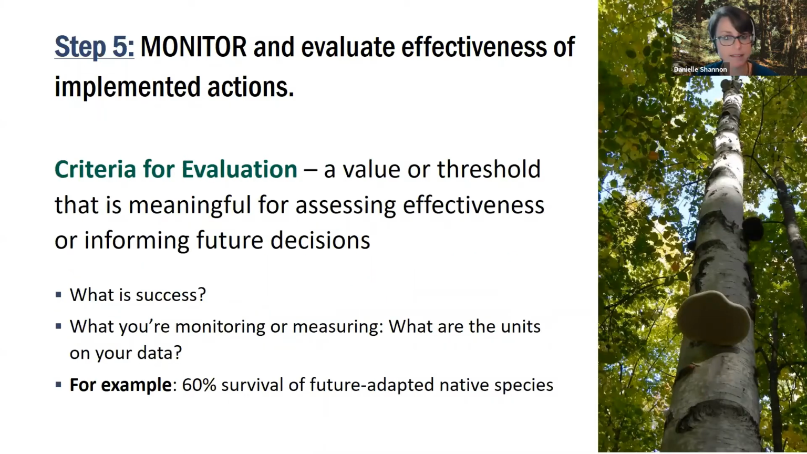In the next step, we identify a value or a threshold that's meaningful for this monitoring item. So we would think about the units that you're using to measure your metric and really think about that target number. So based on the last example, what number of surviving seedlings would represent success? In this example, we've chosen 60% survival as the criteria that we will use for evaluation. So the monitoring would really focus on those planted seedlings, and we would measure success of that action if the survival of those seedlings was greater than 60%. So trying to tie it all together here.